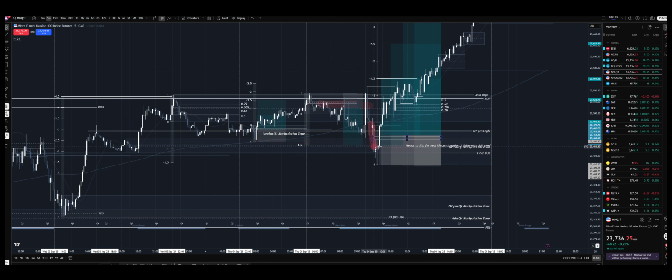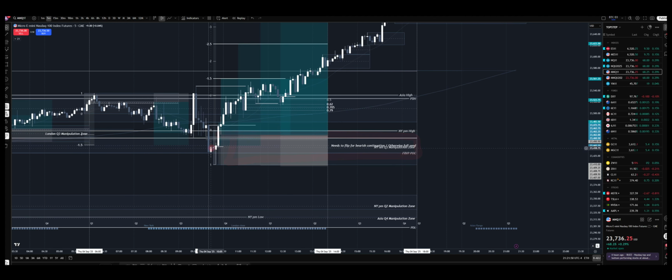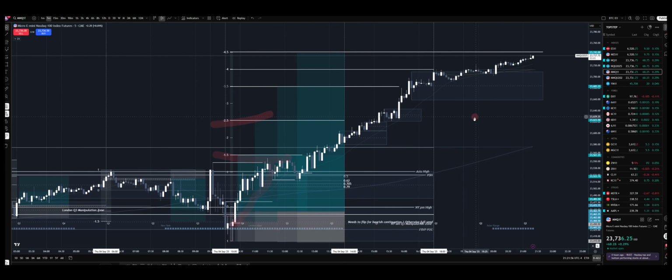And then our main manipulation here for the day, given the weekly expansion. We want to get in after this break here. Early entries from the close above this down close candle here, and then ride that up to each standard deviation level.